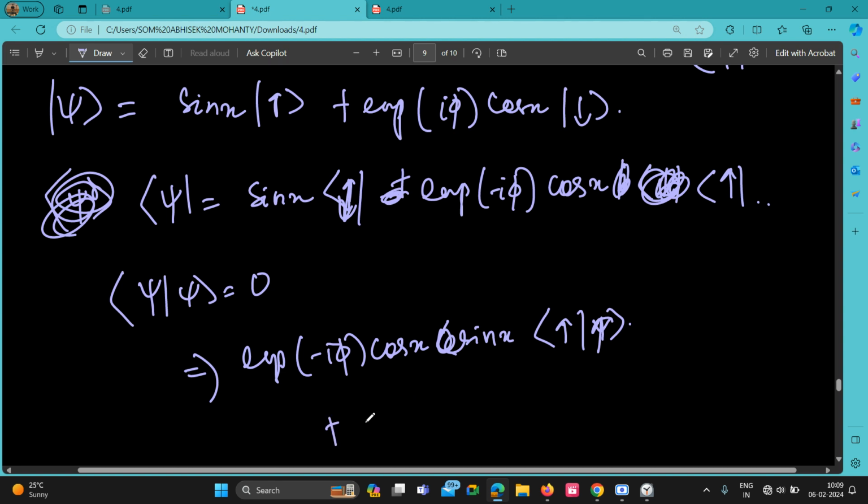plus exponential i phi sin x cos x down, down.